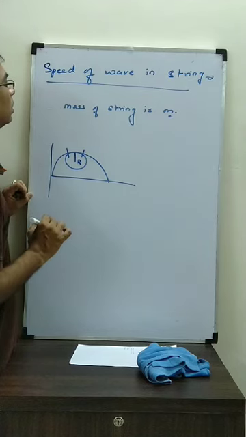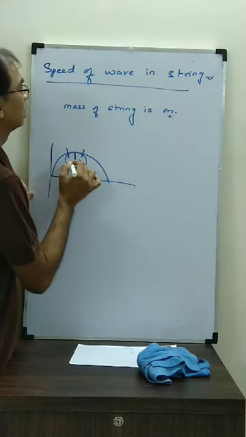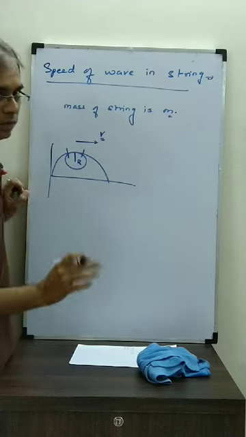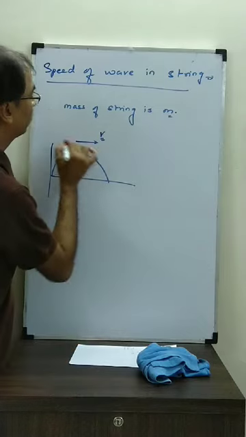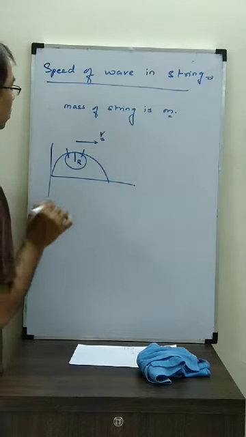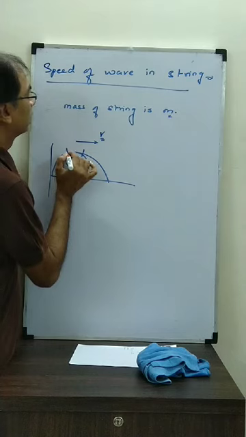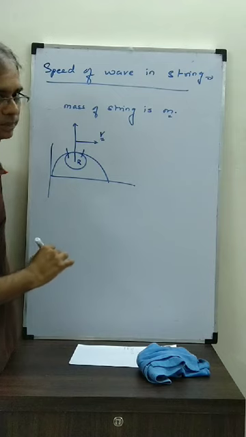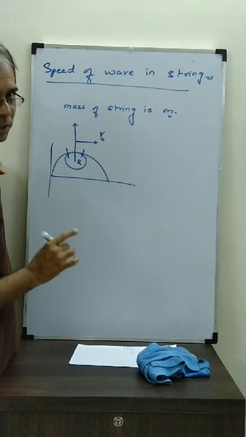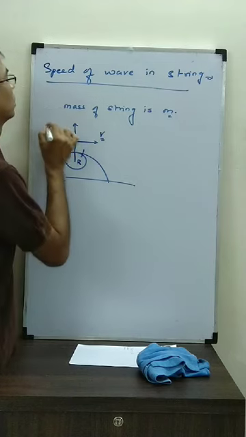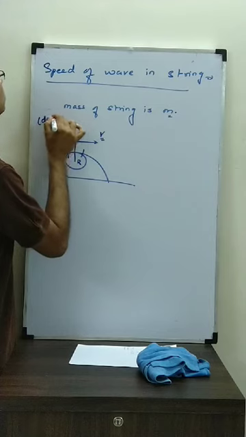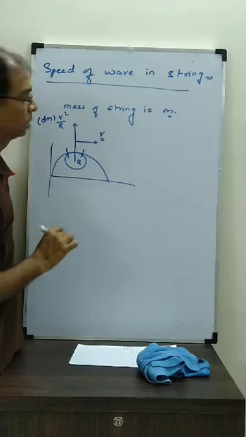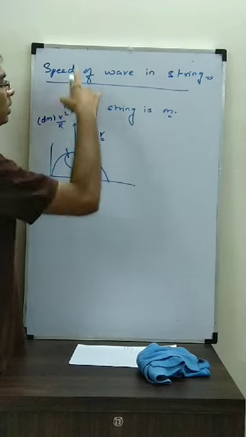Now if this is a circle, and since the wave is moving in this direction with v, the wave is not at rest. The wave keeps on moving in this direction. So what happens? This part here will be subjected to a centrifugal force. What is that? dm v square by r, which will be acting upwards.